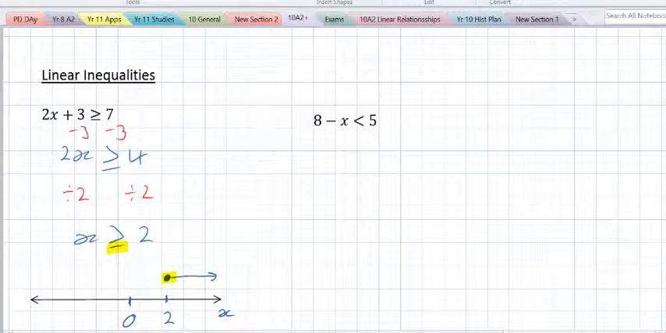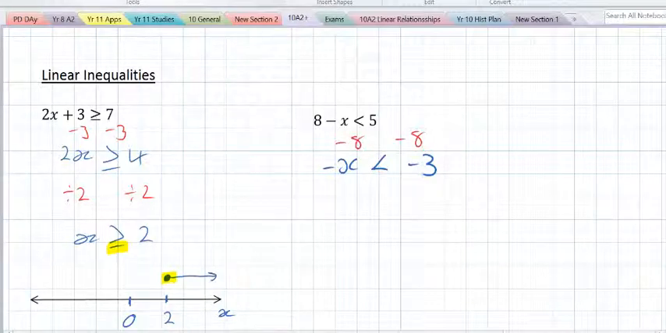8 minus x is less than 5. Well done. And then it is minus x less than 5 take 8, so minus x is less than negative 3. And then you times by negative 1. Yeah. Alright, now, less than 3.